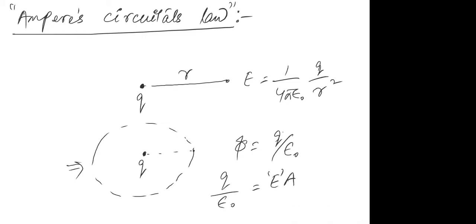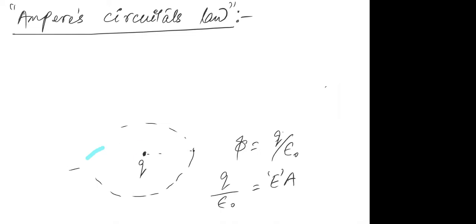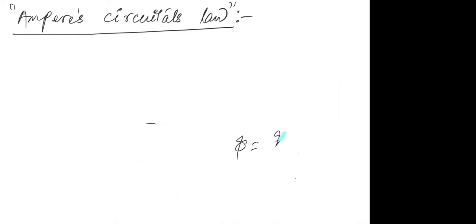If you remember, you started this chapter from Biot-Savart's law. You must have studied Biot-Savart's law, right? Okay, you know Biot-Savart's law. Biot-Savart's law gives you the value of magnetic field at a particular point due to a current carrying wire, right? And how do we apply that Biot-Savart's law?